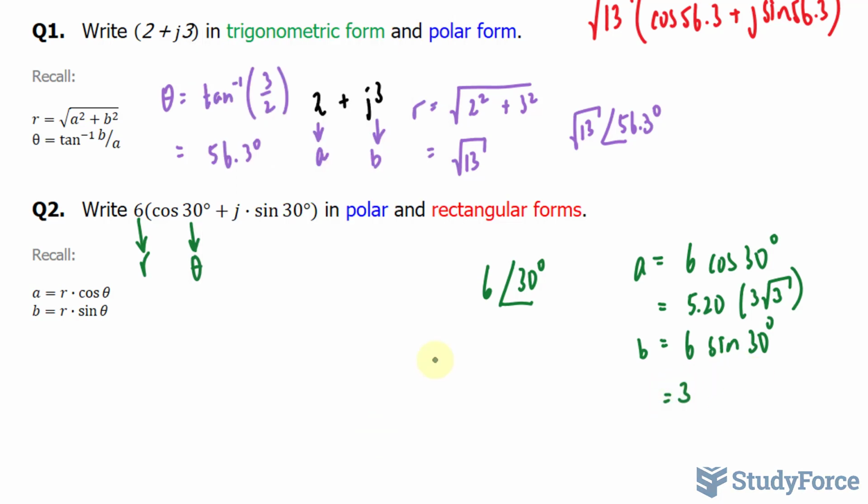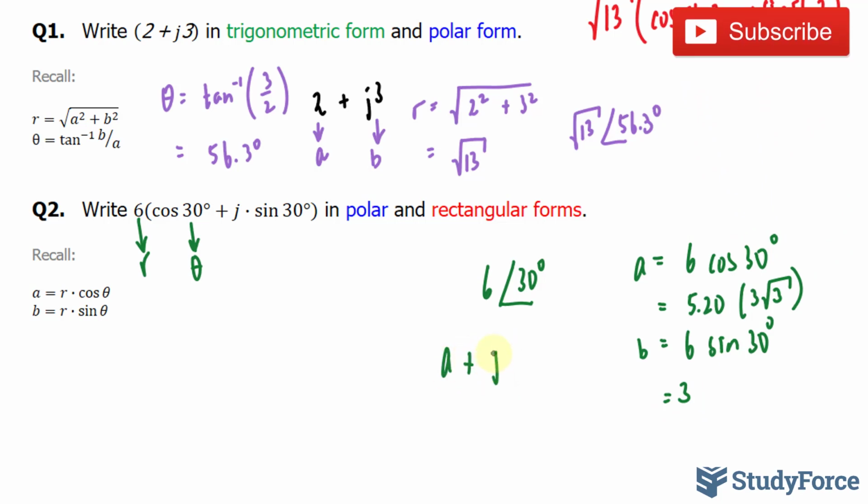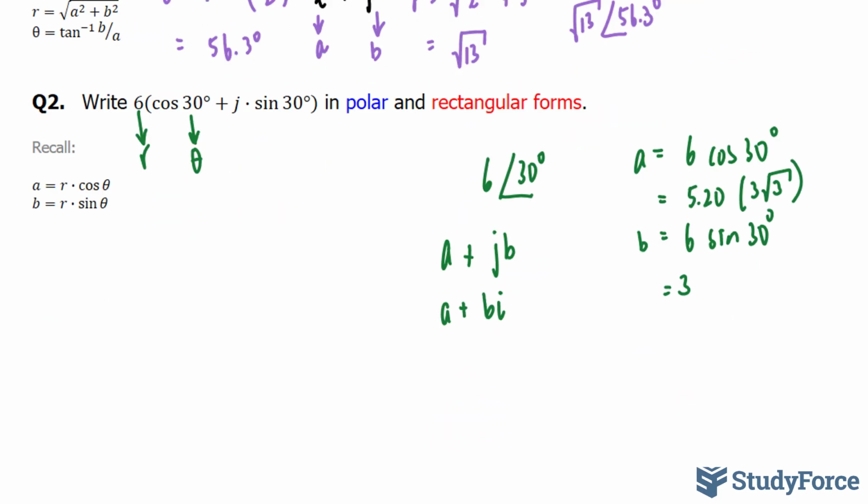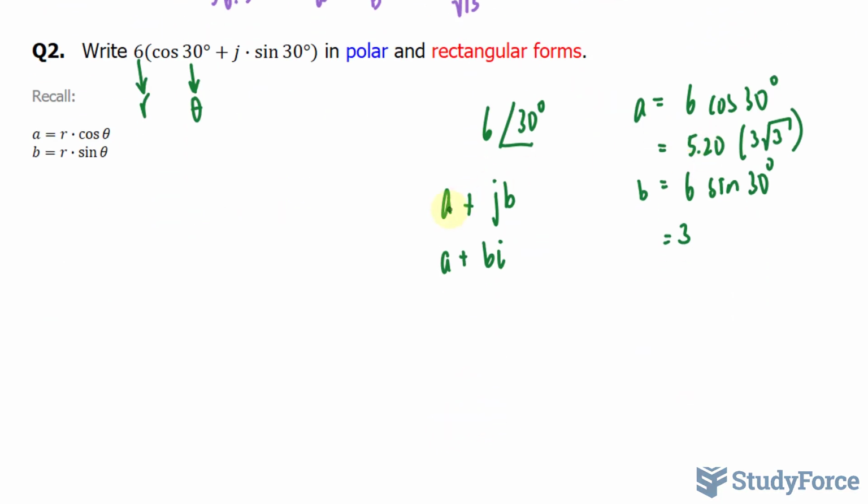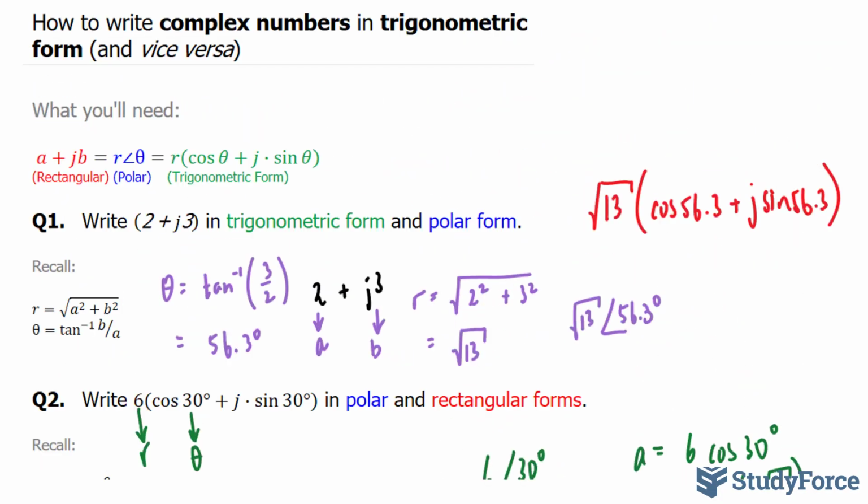All rectangular complex numbers look like this. A plus jb, or some textbooks have it as a plus bi. And all we have to do is replace these numbers with what we found. 5.2 plus j times 3. This right here represents the rectangular form, this represents the polar form, and that is how to write complex numbers in trigonometric form.